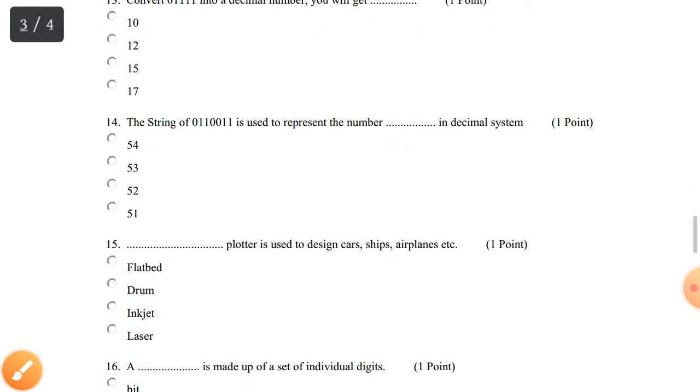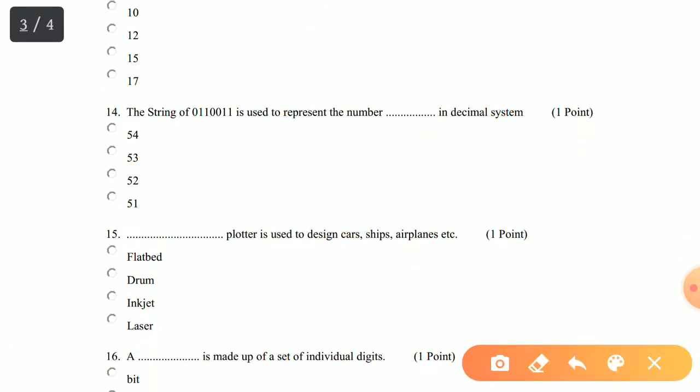Now the 14th question is also about the same. This is a binary number and you have to represent it as a decimal number. Follow the same procedure: count the digits from the right hand side up to the left hand side, make the powers of 2 and calculate the answer. You will get 51. D part is the answer, 51. In case you are facing any difficulty in this conversion, let me know.